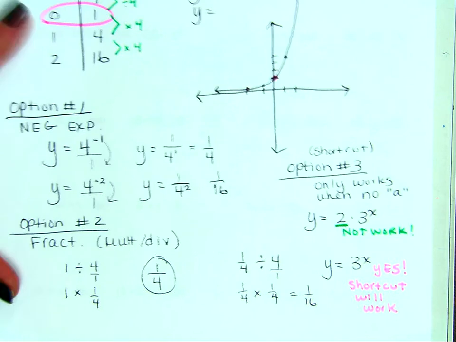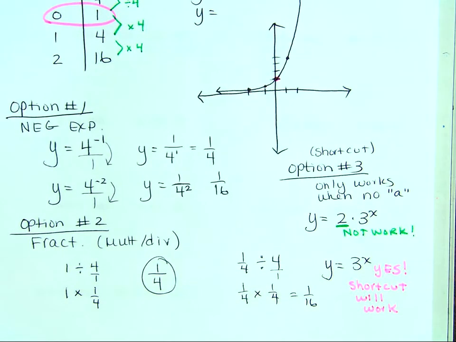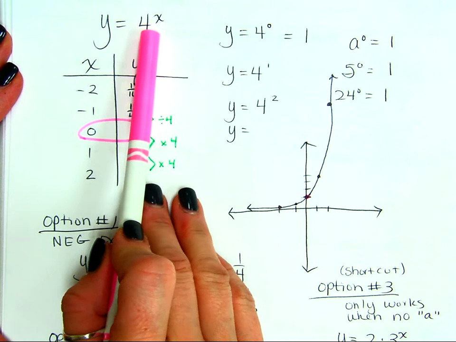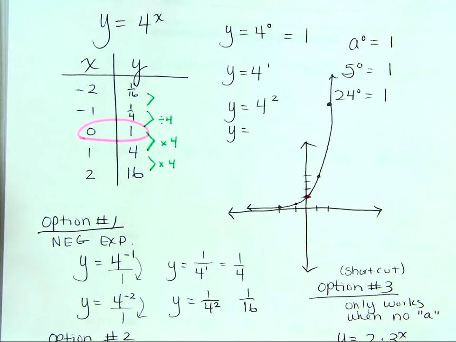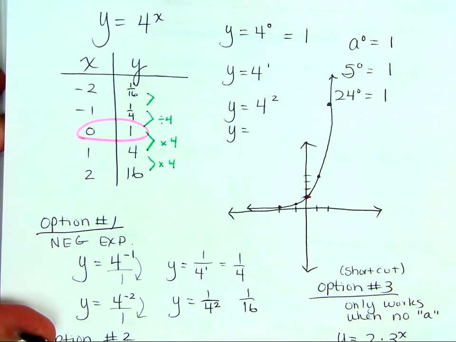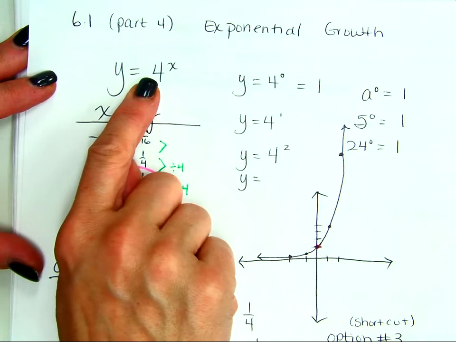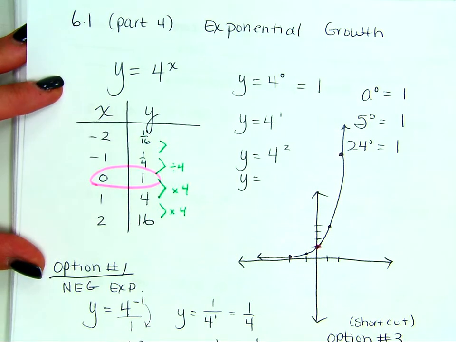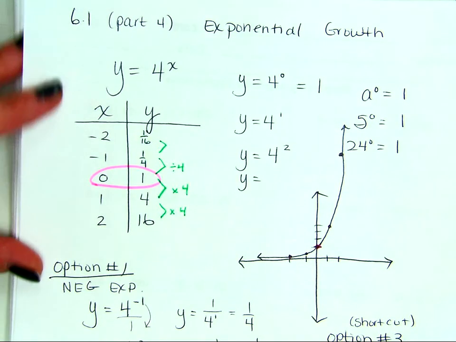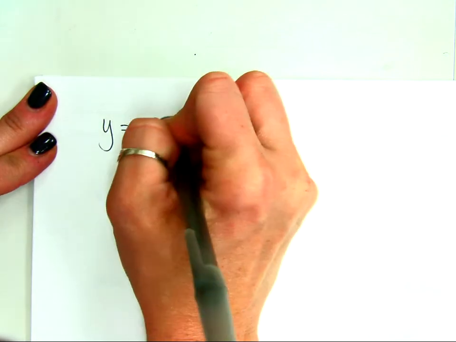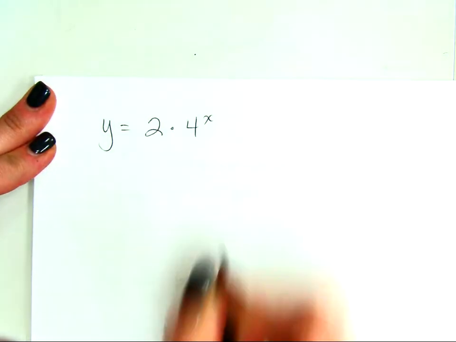So, holy cow, that's a lot. But I wanted you to kind of see how to graph y equals 4 to the x. Because now what we're going to do is kind of look and see what putting a number in front will do. So instead of just asking you to graph y equals 4 to the x, I'm going to ask you to graph y equals 2 times 4 to the x. So y equals 2 times 4 to the x.